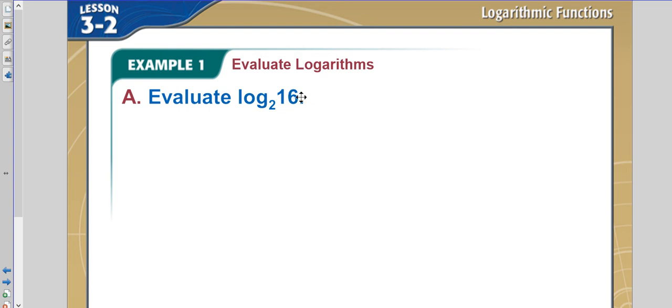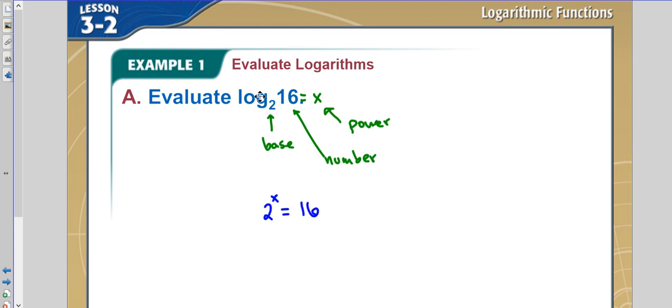Log base 2 of 16, if we want to know what that equals, you'd set it equal to x. Now here's how you solve without a calculator: you would just rearrange it. Remember, this is the base, this is my power, and this here is my number. So to solve this, I'm going to say the base 2 to the power of x equals 16. Notice what I did. I converted it to exponential to solve.